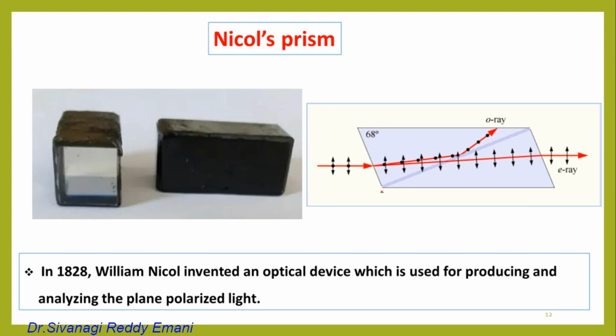Hi engineers, today in this lecture we are going to see about the Nicol prism. William Nicol invented the optical device which is used for producing plane polarized light. So from unpolarized light we will get the plane polarized light. Now we will see how the Nicol prism is designed and how it will work.